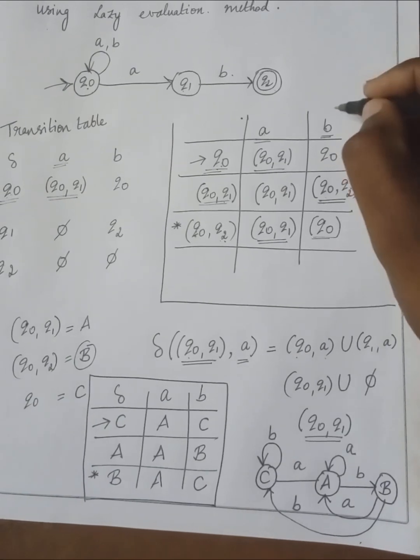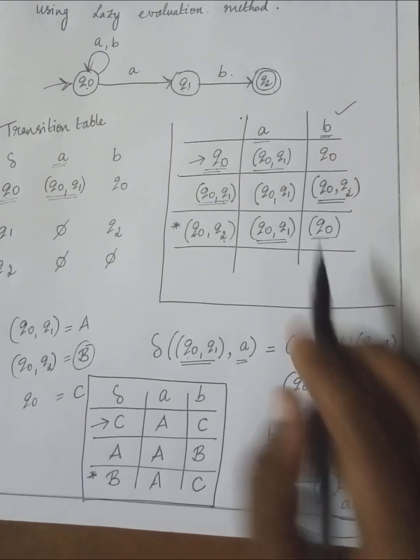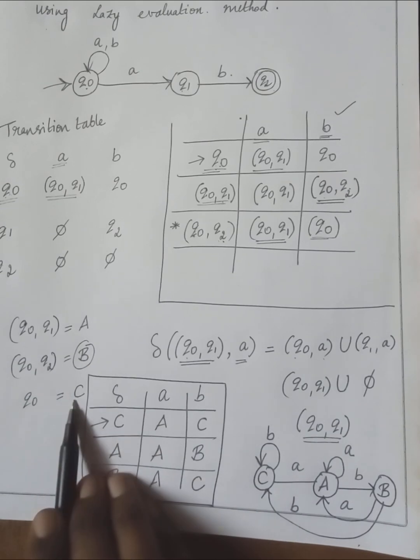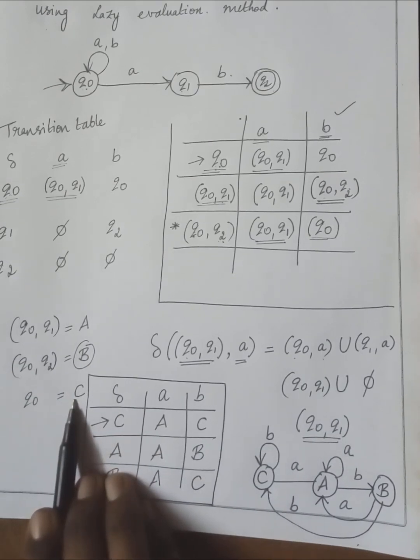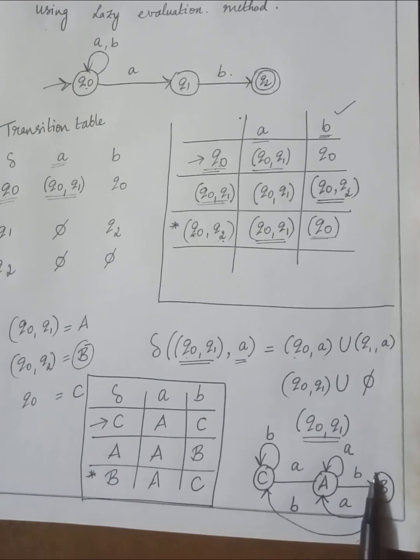You can consider this one also and draw a diagram, or you can give alternative single capital symbol states to make it simpler, and you can draw the DFA like this also.